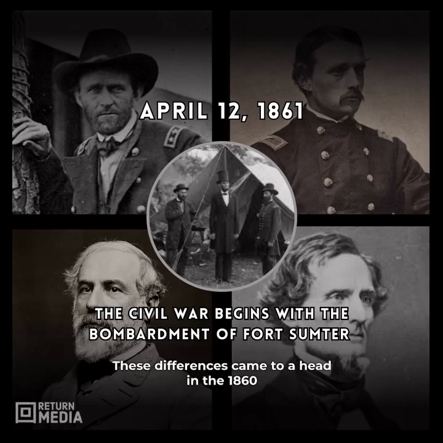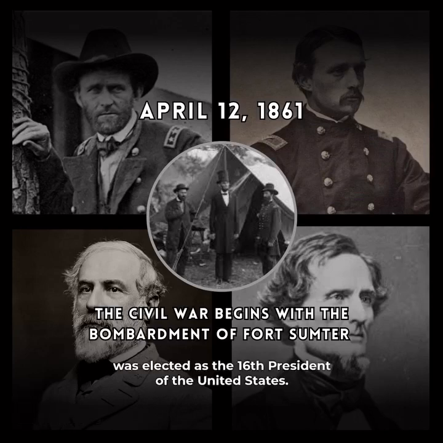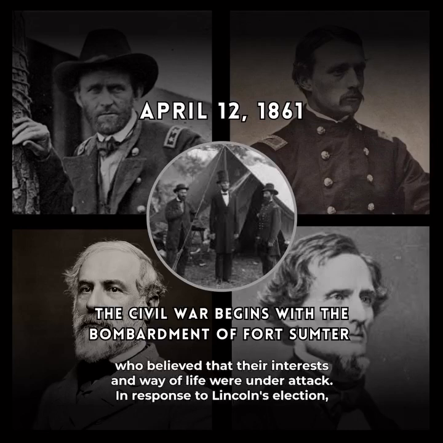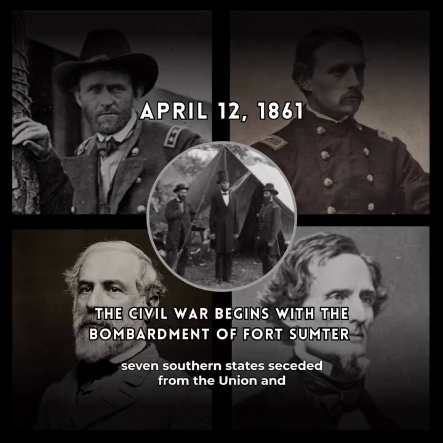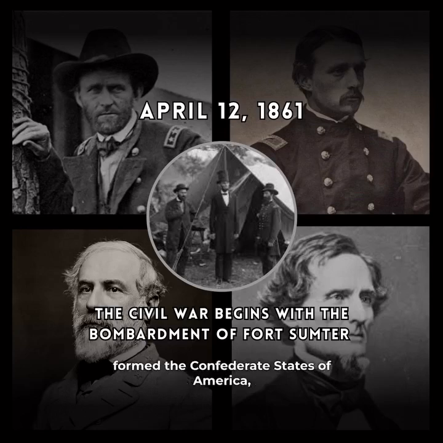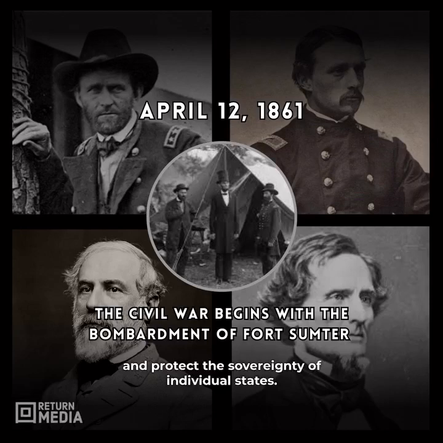These differences came to a head in the 1860 presidential election, when Abraham Lincoln, a Republican who opposed the expansion of slavery, was elected as the 16th President of the United States. This outcome was seen as a threat to the southern states, who believed that their interests and way of life were under attack. In response to Lincoln's election, 7 southern states seceded from the Union and formed the Confederate States of America, a breakaway nation that sought to preserve slavery and protect the sovereignty of individual states.